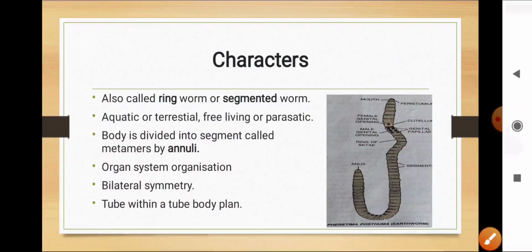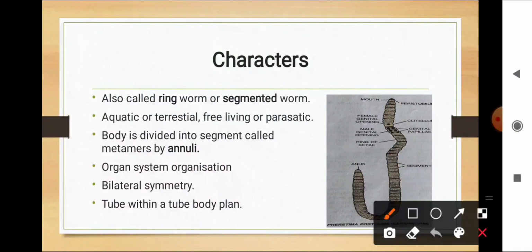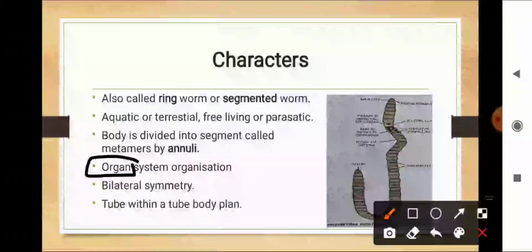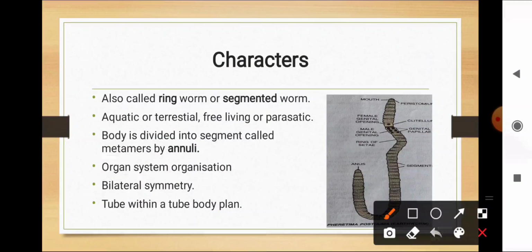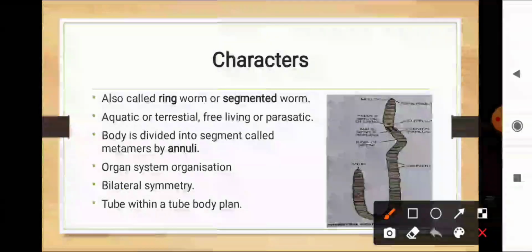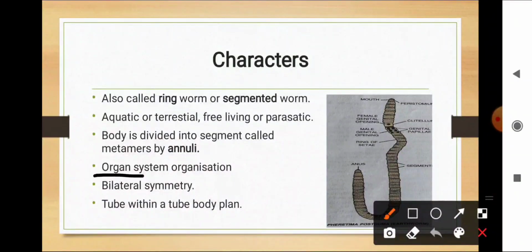And if we look at the level of organization, there are well defined and formed organs, that may be the digestive organs, excretory organs, and so on. As per the symmetry of phylum Annelida, they are mostly bilateral.